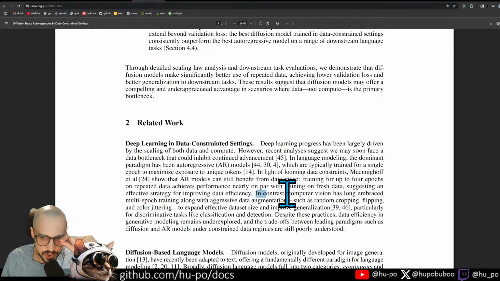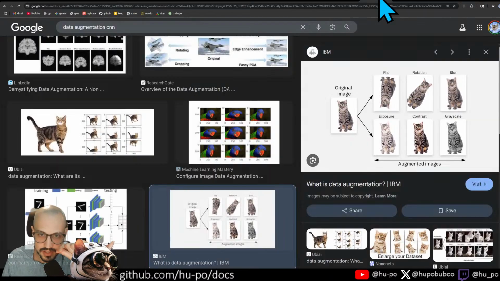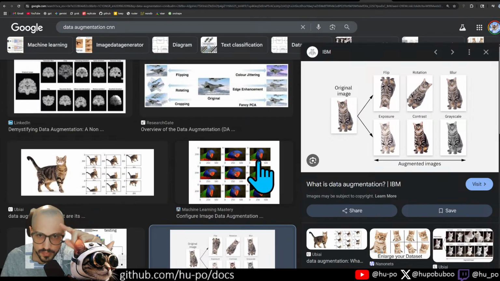In contrast, computer vision has long embraced multi-epoch training along with aggressive data augmentation, such as random cropping, flipping, and color jittering, to expand effective dataset size and improve generalization, particularly for discriminative tasks like classification and detection. Okay, so what they're talking about here is computer vision, which was one of the big success stories of modern deep learning, right? Specifically convolutional neural nets for things like classification, which is what ImageNet was, right?